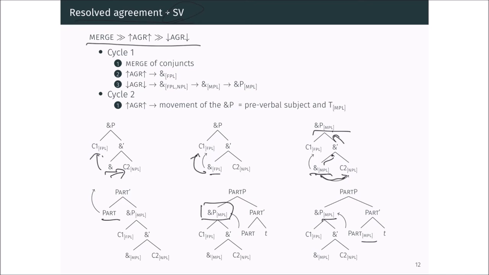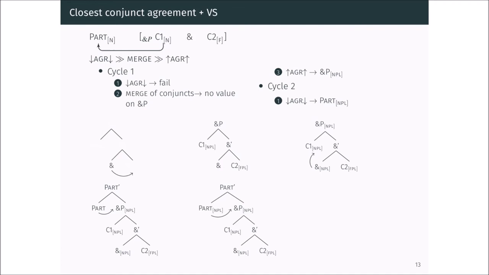Let's look at another case which will be relevant, which is the closest conjunct agreement in the VS word order. So here on the surface, we have the closest conjunct agreement, but we actually in this system don't need to refer to linear order. So the order is agree downward, then merge, then agree upward. In cycle one, you agree downward first, but at this point, no conjuncts have been merged. So you merge the conjuncts. Now you have to agree upward. So AND will agree upward, getting the feature from the first conjunct. Then it will percolate up to the NP.